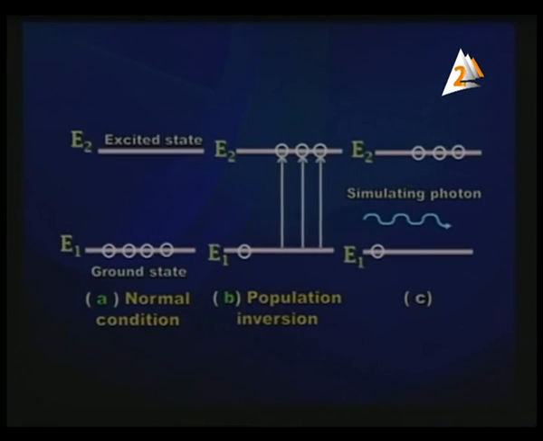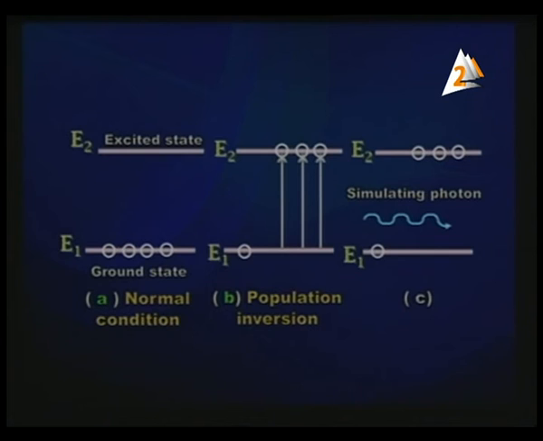I'll explain what's meant by population inversion. In front of you, we've got a diagram. In diagram A, which we call the normal condition, atoms are found in the ground state. Then we've got the population inversion state. If you compare the atoms found in E2, the excited state, to that found in E1, the ground state, the number in the excited state exceeds that in the ground state. We call it population inversion.